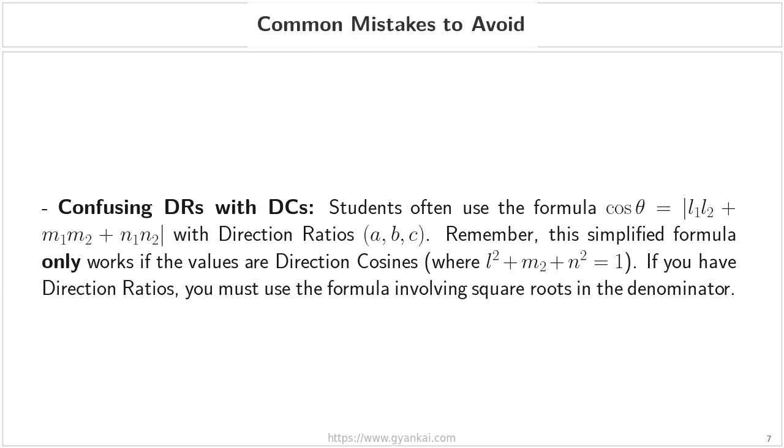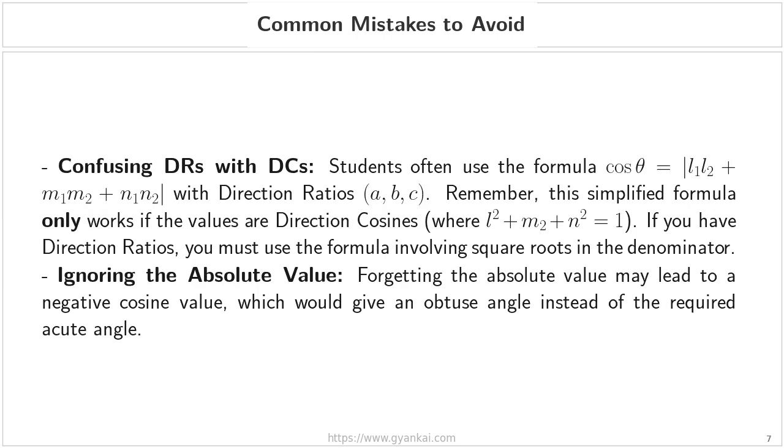Second, do not ignore the absolute value sign. As we discussed earlier in the lesson, when we talk about the angle between two lines, we are looking for the acute angle. If you forget the absolute value, you might end up with a negative cosine value, which would incorrectly lead you to calculate an obtuse angle instead of the acute one we need.